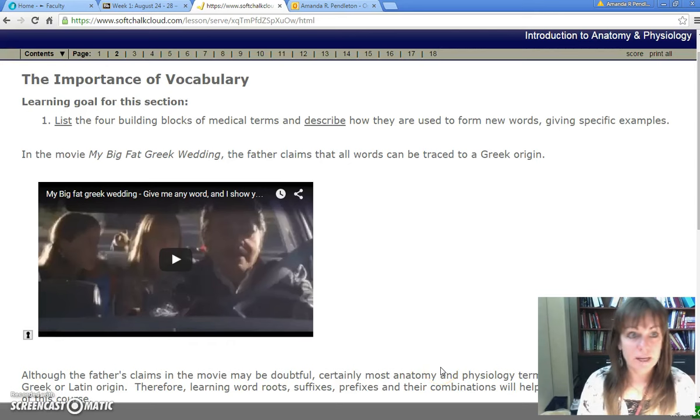Welcome to page 2 of this lesson. I want to briefly go over this concept and emphasize how important it is.